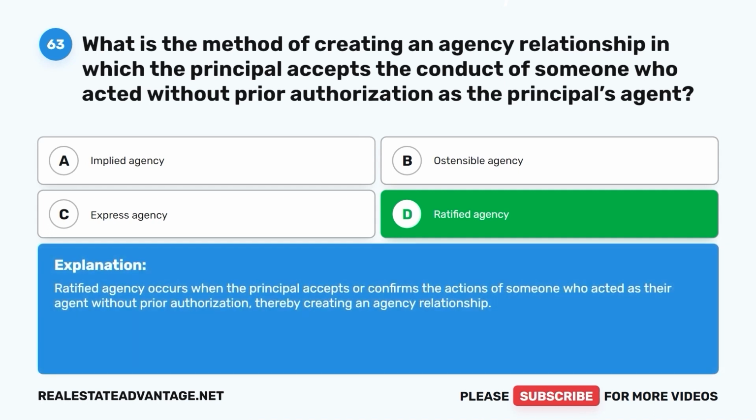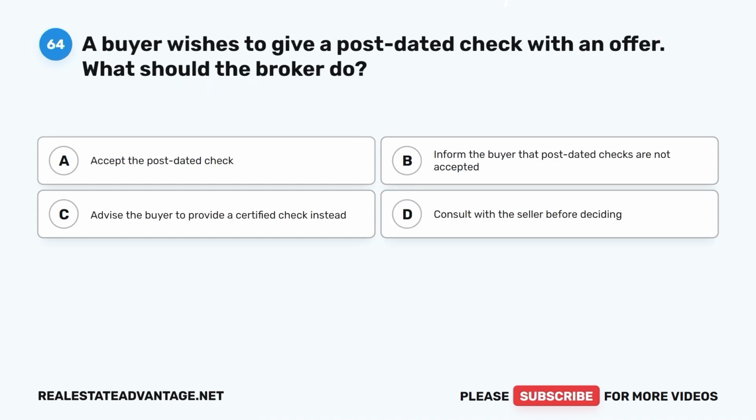Ratified agency occurs when the principal accepts or confirms the actions of someone who acted as their agent without prior authorization, thereby creating an agency relationship. Question 64. A buyer wishes to give a post-dated check with an offer. What should the broker do?